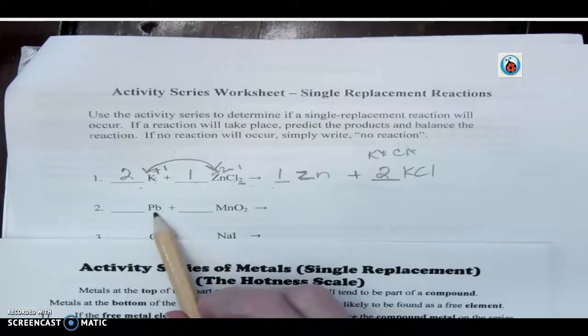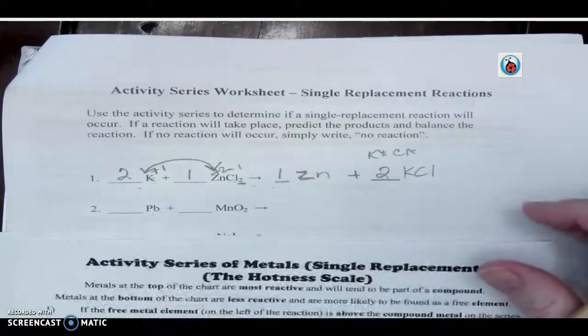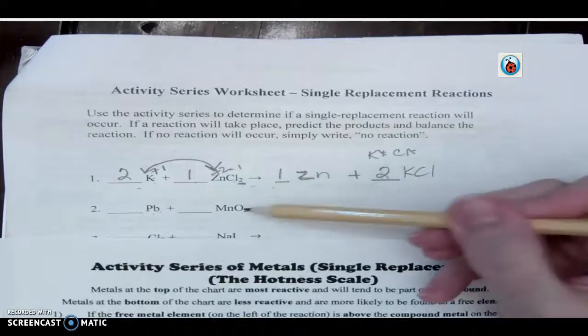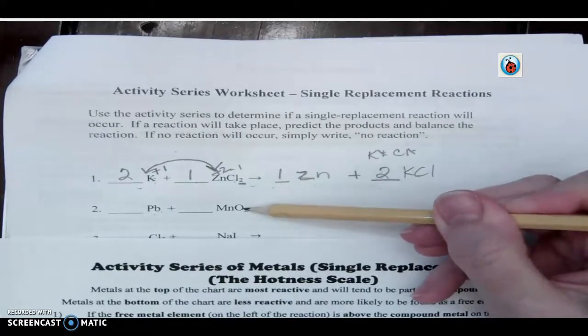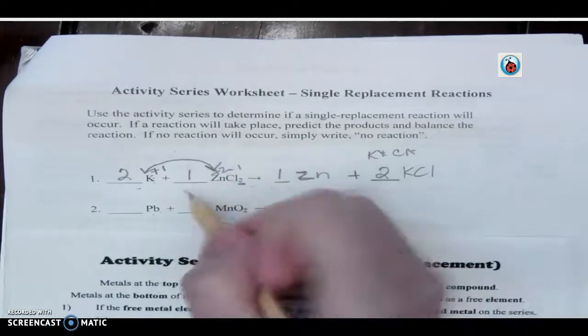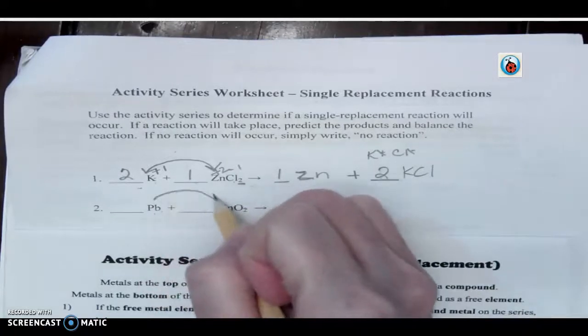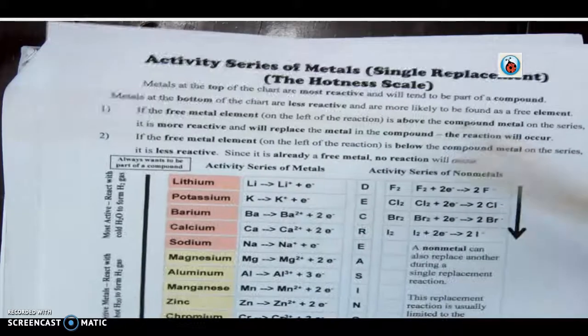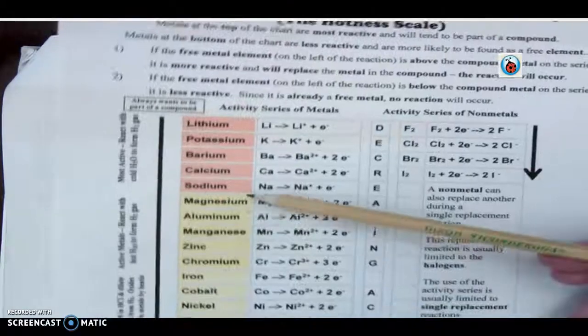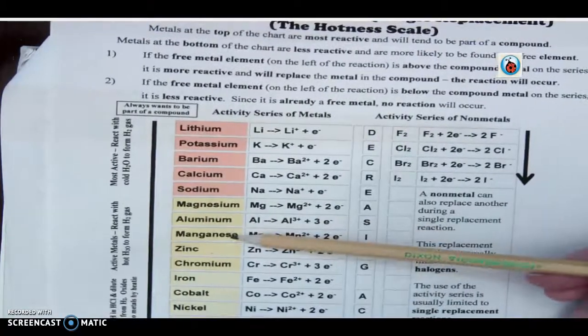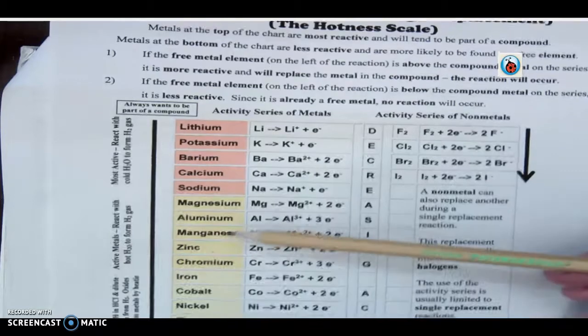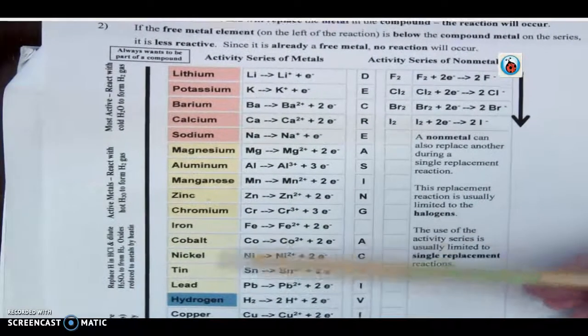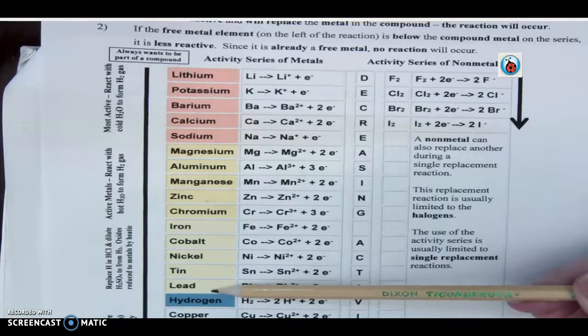But let's look at example number 2. Our single guy is lead. Lead is a metal, so he cannot switch places with oxygen, who we know is a nonmetal. So the question is, will lead and manganese, that's not magnesium, manganese, switch places? So I'm going to find lead and manganese. Here's manganese, and then I keep going further down. Here's lead. Lead's pretty far down on our hotness scale, right?